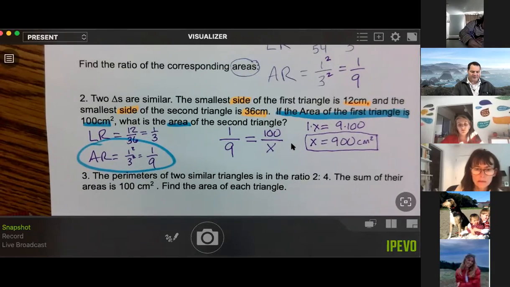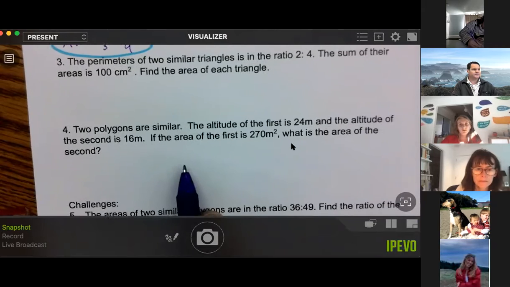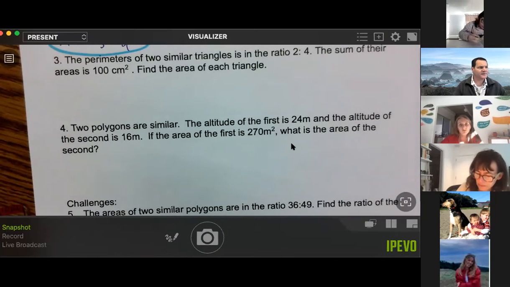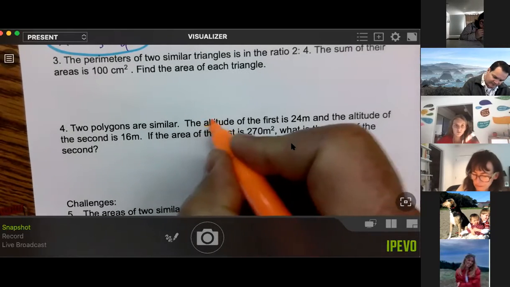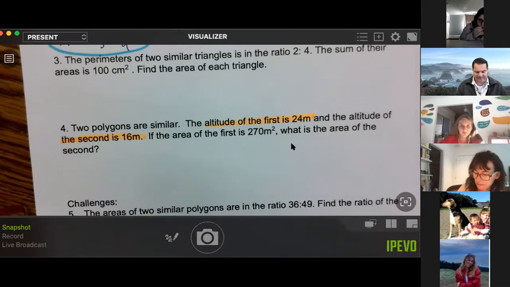Okay, I want to skip number 3 for a moment. We'll come back to that later. Let's go to number 4. 2 polygons are similar. The altitude of the first is 24, and the altitude of the second is 16. So that's our pair that they gave us. Altitude of 24 and altitude of 16.